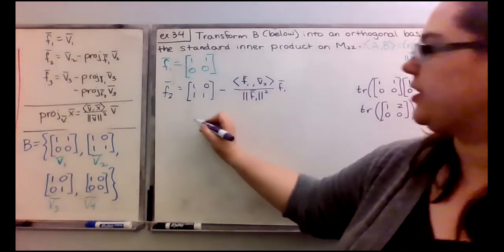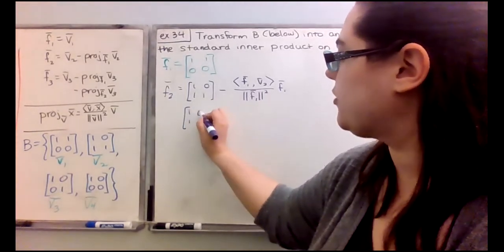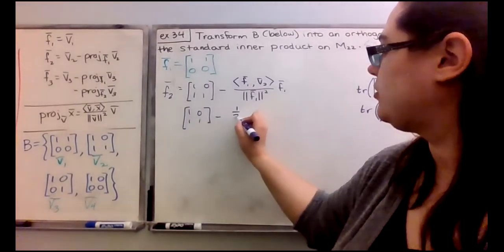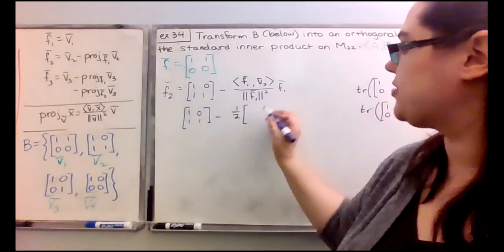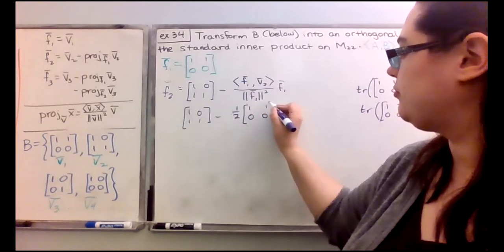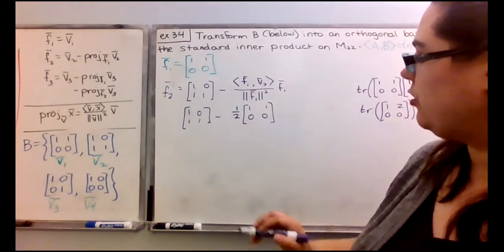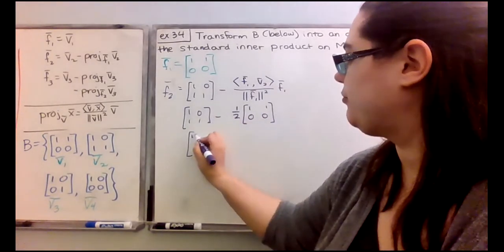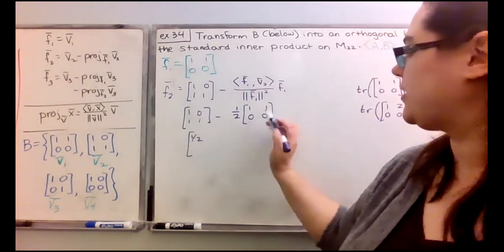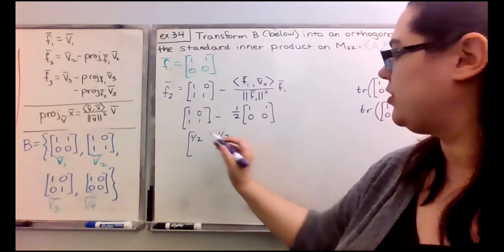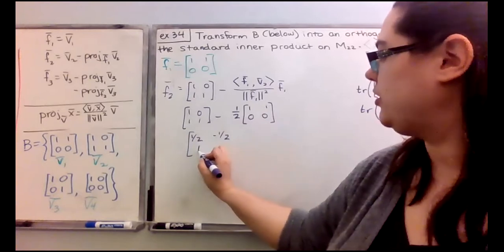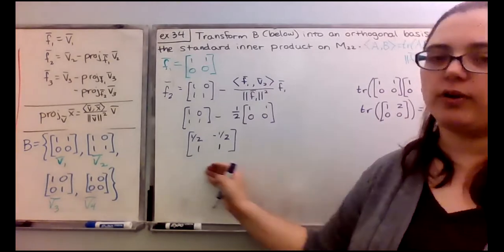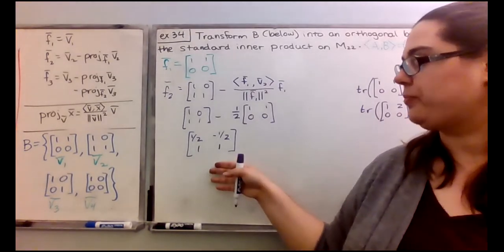So this is going to become 1, 1, 0, 1 minus 1 over 2, 1, 1, 0, 0. So 1 minus a half is a half. 0 minus a half is negative 1/2. 1 minus 0 is 1. 1 minus 0 is 1. So this is going to be our other vector, F2.